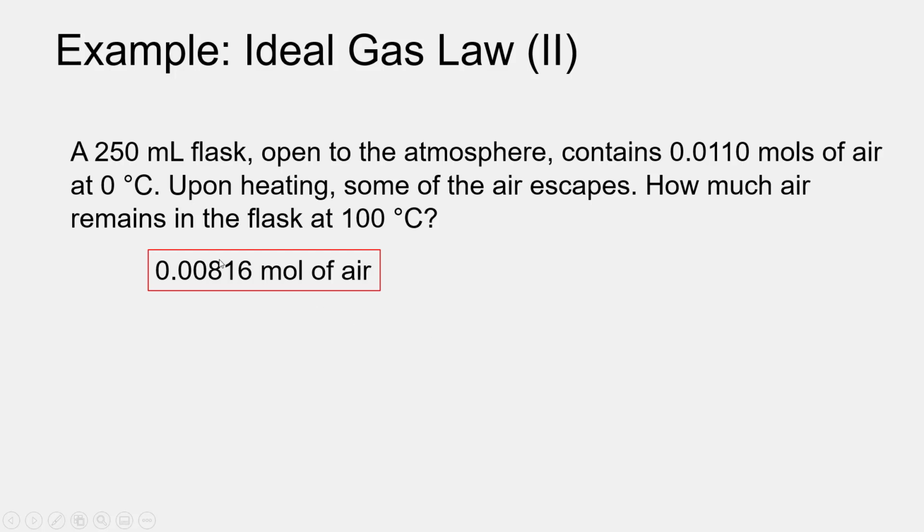We're entitled to keep 3 sig figs. Technically, we are only given 1 sig fig in the 0 degrees Celsius temperature measurement, but since our other temperature measurement has 3 sig figs, we calculated it under these conditions, and so we're entitled to 3 sig figs in our answer. 0.00816 moles of the gas remain in the flask.